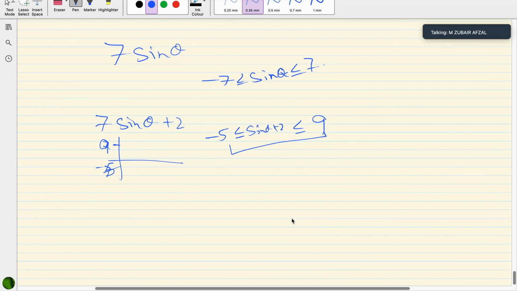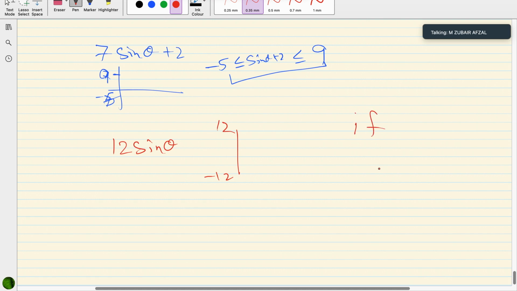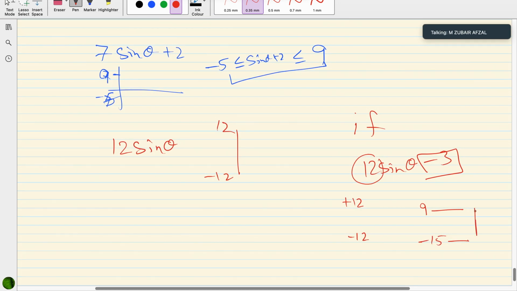We are just getting examples of how we directly tell the range. For example, the question is 12 sine theta, so I know that it will lie between 12 and minus 12, right? So this will be the range. If the question is 12 sine theta minus 3, the highest value was supposed to be plus 12 and the lowest minus 12, but because of this minus 3 everything is coming down. So 12 minus 3 is 9 and minus 12 minus 3 is minus 15. So this is the range.